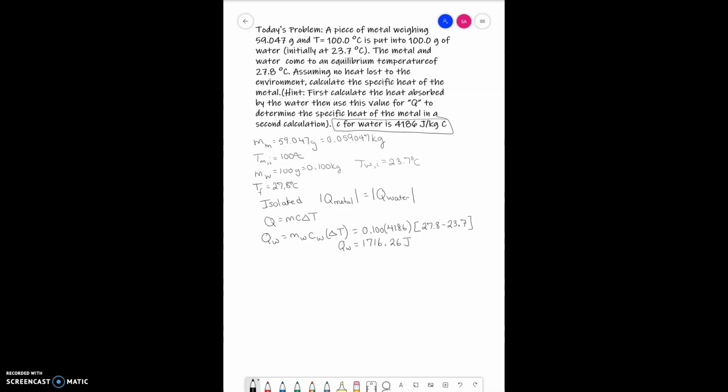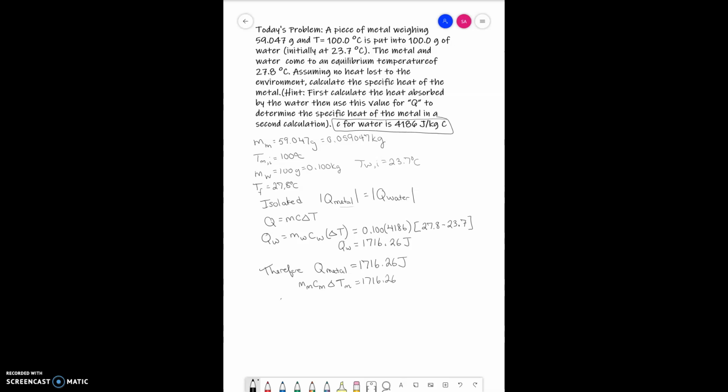All right, so I know the heat for the metal is equal to the heat for the water, and I've got a number now for the heat for the water. So I know that my heat for the metal must also be equal to the same amount because it's an isolated system. And what's the heat for the metal? Well, it's mc delta T, so it's the mass of the metal times C for the metal times delta T for the metal.